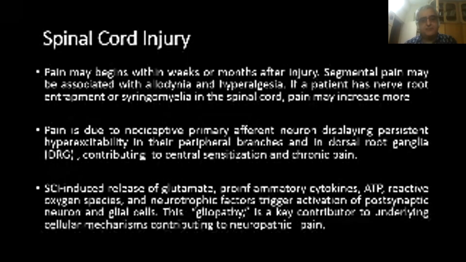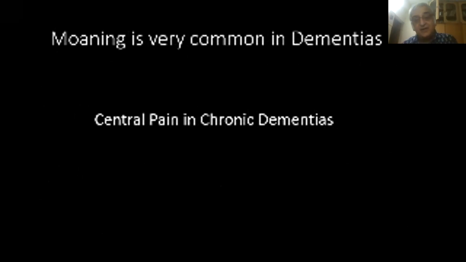And the neurochemicals involved here are glutamate, pro-inflammatory cytokines, ATP, reactive oxygen species. It's called gliopathy. There's a gliopathy after these head injuries and after spinal cord injuries, which are responsible for the chronic pain. Now, another very exciting and interesting thing is pain in dementias.